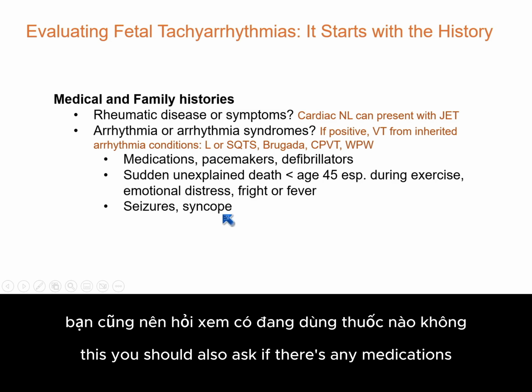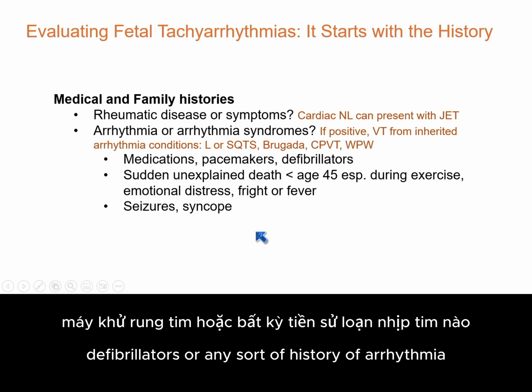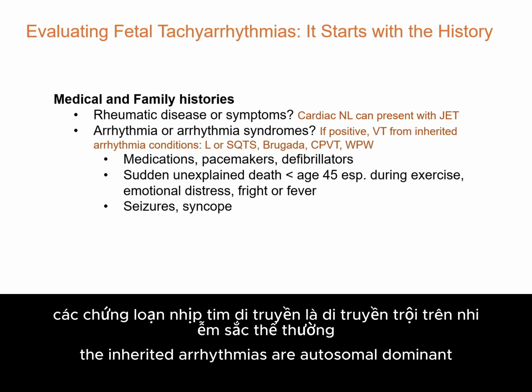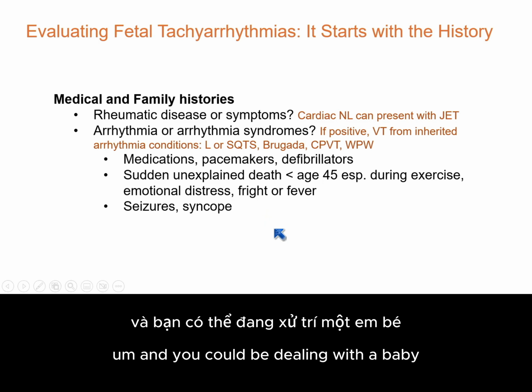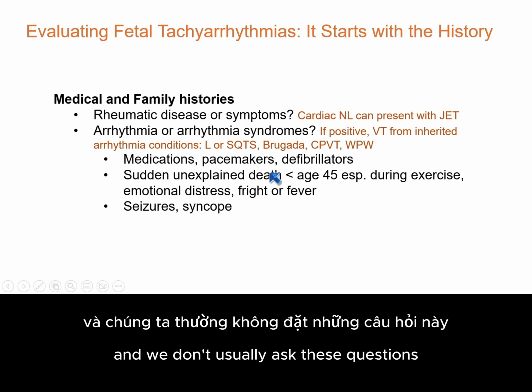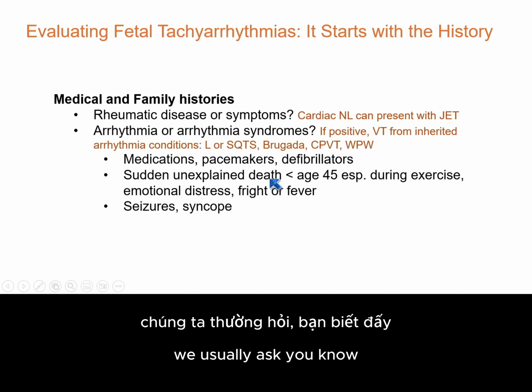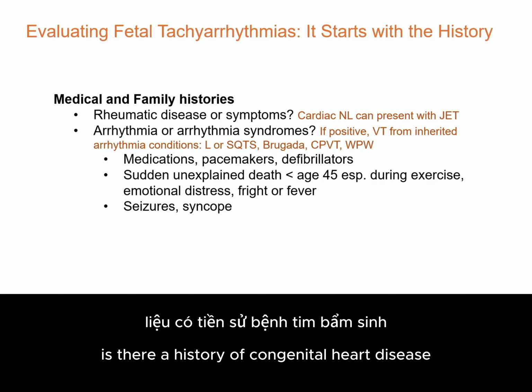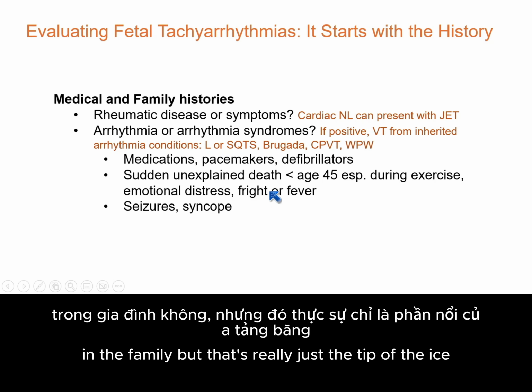This you should also ask if there's any medications, pacemakers, defibrillators, or any sort of history of arrhythmia, because again, the inherited arrhythmias are autosomal dominant, and you could be dealing with a baby who's inherited that pathogenic variant. And we don't usually ask these questions. We usually ask, is there a history of congenital heart disease in the family? But that's really just the tip of the iceberg.